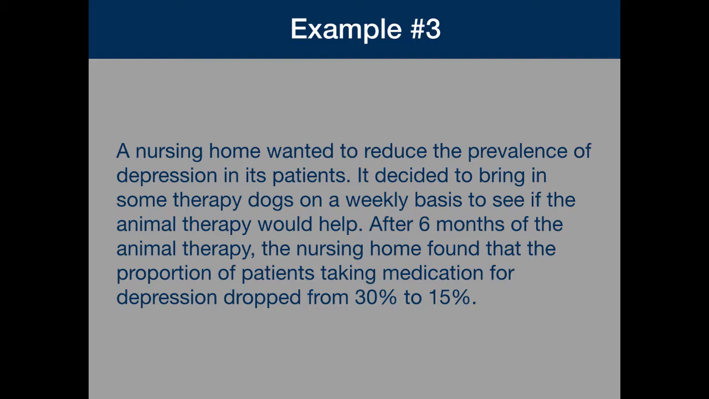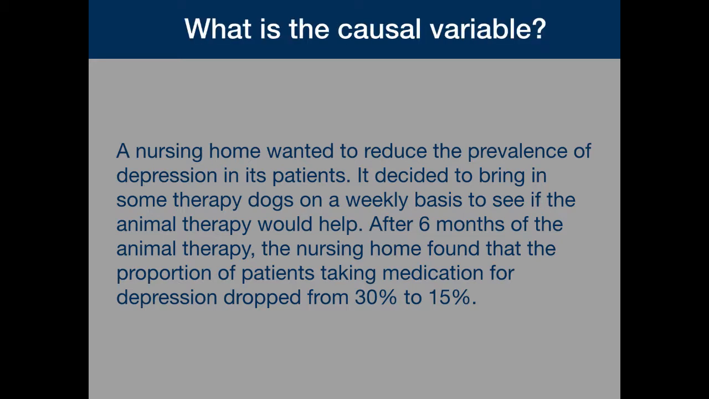Okay, let's see what variables you identified. What did you identify as the causal variable? So the nursing home thought that perhaps dog therapy would cause a reduction in depression. So our causal variable in this case would be the dog therapy. And our levels for this variable would be before the dog therapy and after the dog therapy.